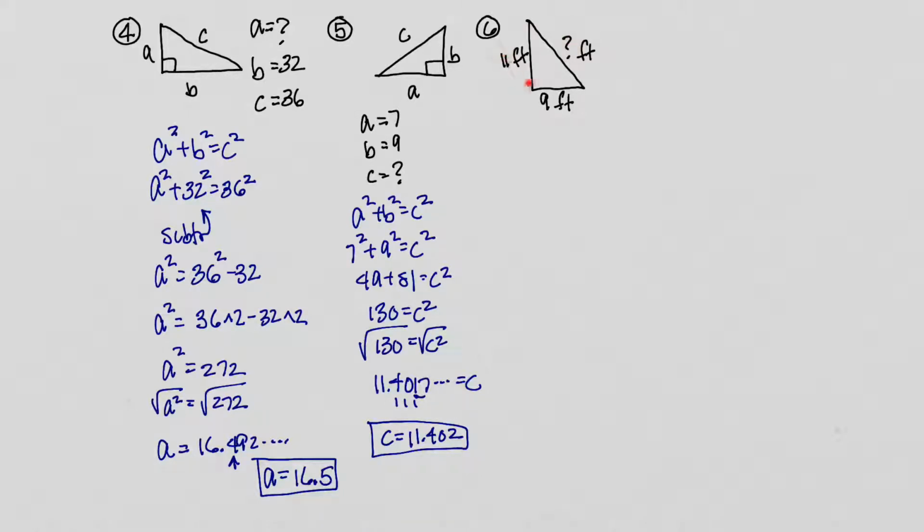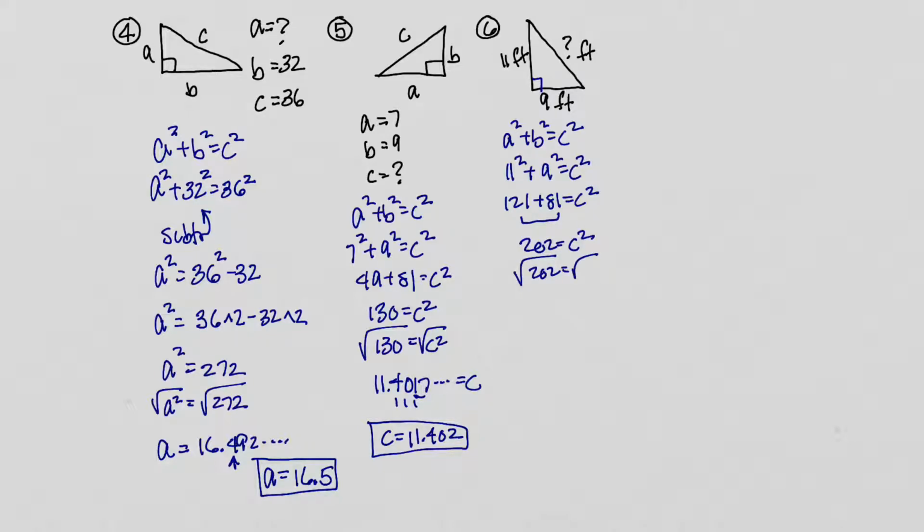Let's see what we have in number 6 now. These problems are starting to look pretty much all the same, aren't they? We've got a right triangle here, so a squared plus b squared equals c squared. And if we take this as a, we could take this as a, it doesn't matter, right? How about this as a? So we'll get 11 squared plus 9 squared equals c squared. 121 plus 81 is c squared. Add these two together, we get 202. So 202 is equal to c squared.